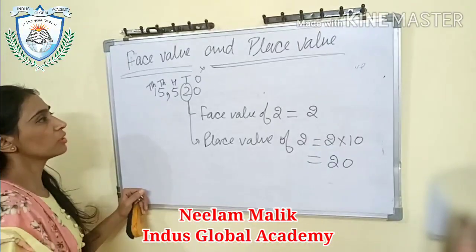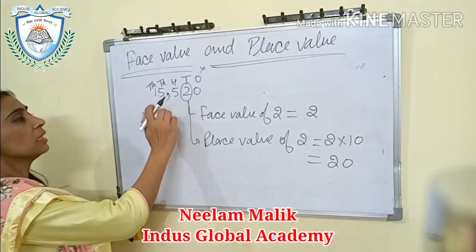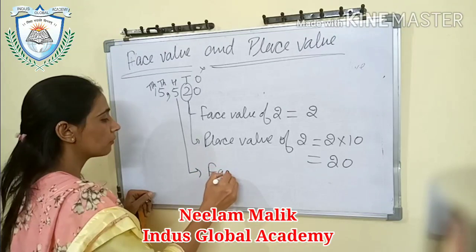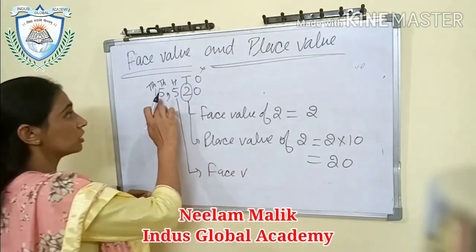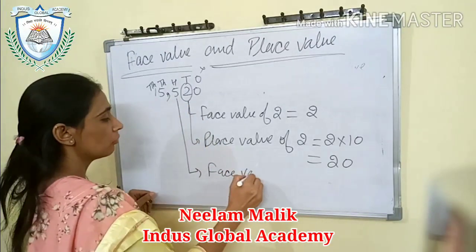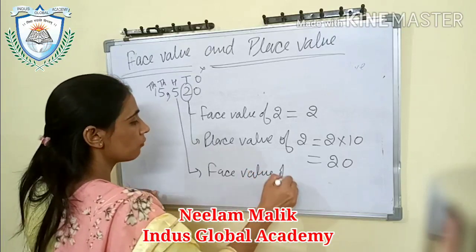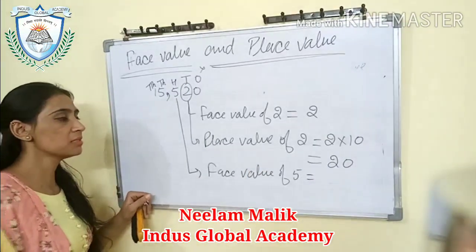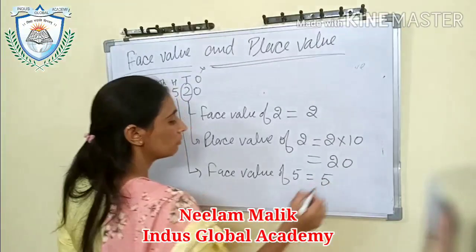Or, suppose you have to find out the face value of 5. This 5, not this one, I am taking this one. Face value of 5, what will that be? The face value of a number is the digit itself. So it will be 5.